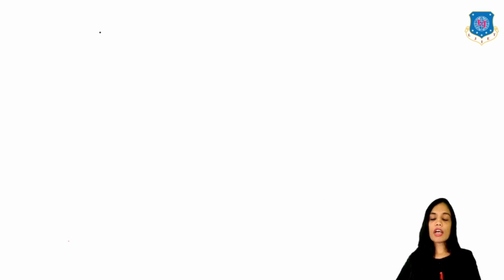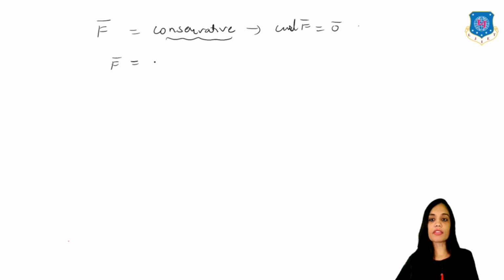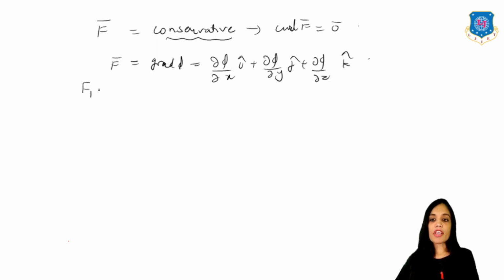So now, how to find a scalar potential function? Firstly, you have to verify whether F bar is conservative or not. In order to check whether F bar is conservative, we have to check whether curl of F bar is equal to 0 bar or not. If curl is 0 bar, we write F bar equal to grad phi. The gradient formula is del phi by del x i cap plus del phi by del y j cap plus del phi by del z k cap. Here F bar means f1 i cap plus f2 j cap plus f3 k cap. You have to compare on both sides, integrate with respect to x, y, z, and find the scalar potential function phi. So phi is known as the scalar potential.